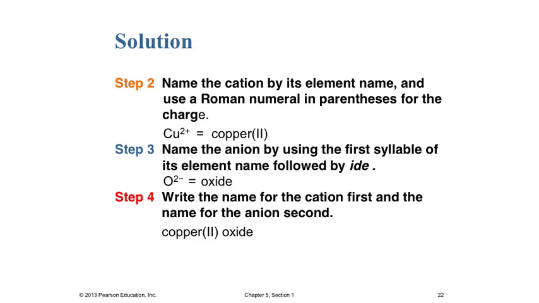The second step is to add your Roman numerals. Since copper has a charge of positive 2, we have copper Roman numeral 2. Remember, we have oxygen, drop the ending of oxygen and add IDE, and hence we have copper 2 oxide.